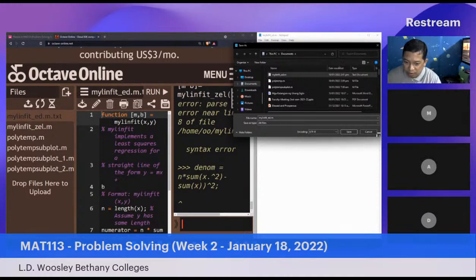1, 2, 3, 4, 5, 6, 7, 8. Numerator over denominator. Yun yata ang line 8. Opo, yun daw denom po yung... Denom is equal to sum... Pwede rin kasing mismatch ng Octave sa MATLAB.